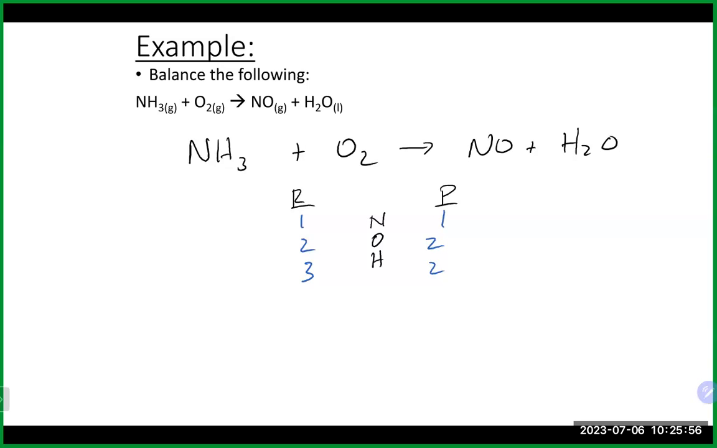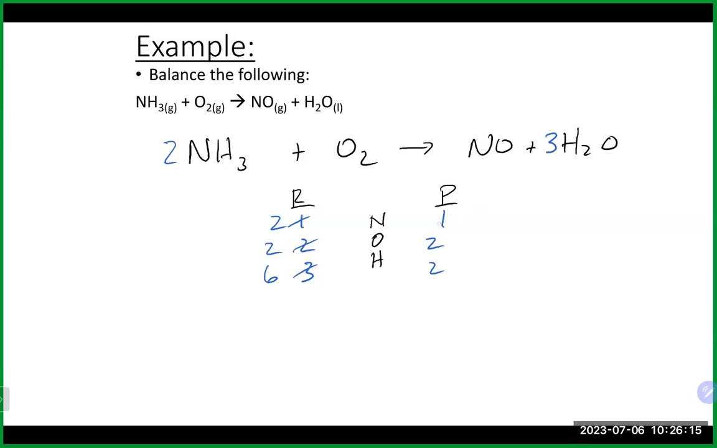So the common number between 3 and 2 is 6. So we'll put a number on the left and right in this case. We'll go a 2 here and a 3 there to get each of those hydrogens to 6. That gives us 2 nitrogens on the left. That gives us 2 oxygens, and it gives us 6 hydrogens.